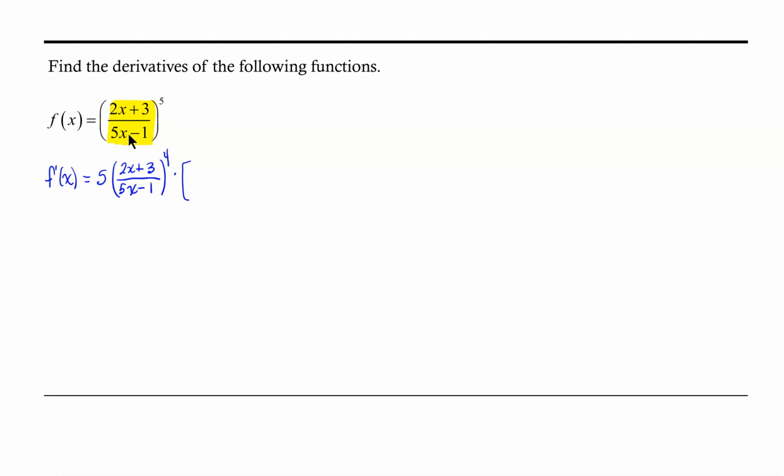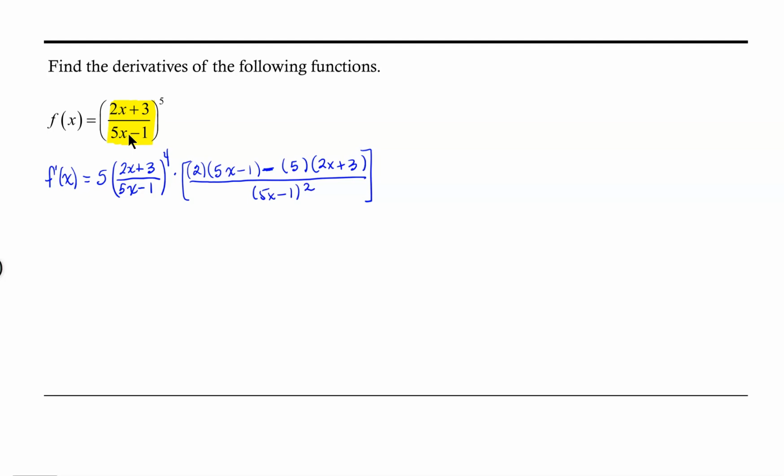And so our argument is a rational function. We'll be using the quotient rule. So the derivative of the numerator is 2 times the denominator, 5x minus 1, minus, quotient rule always has a minus, the derivative of the denominator, 5, times the numerator, 2x plus 3, all over our denominator, 5x minus 1 squared.